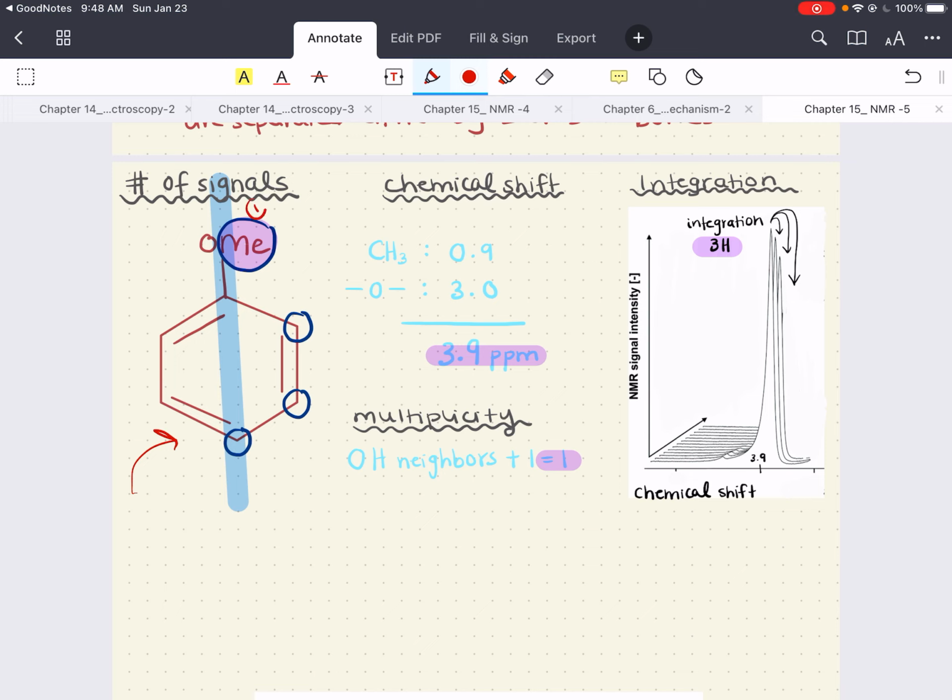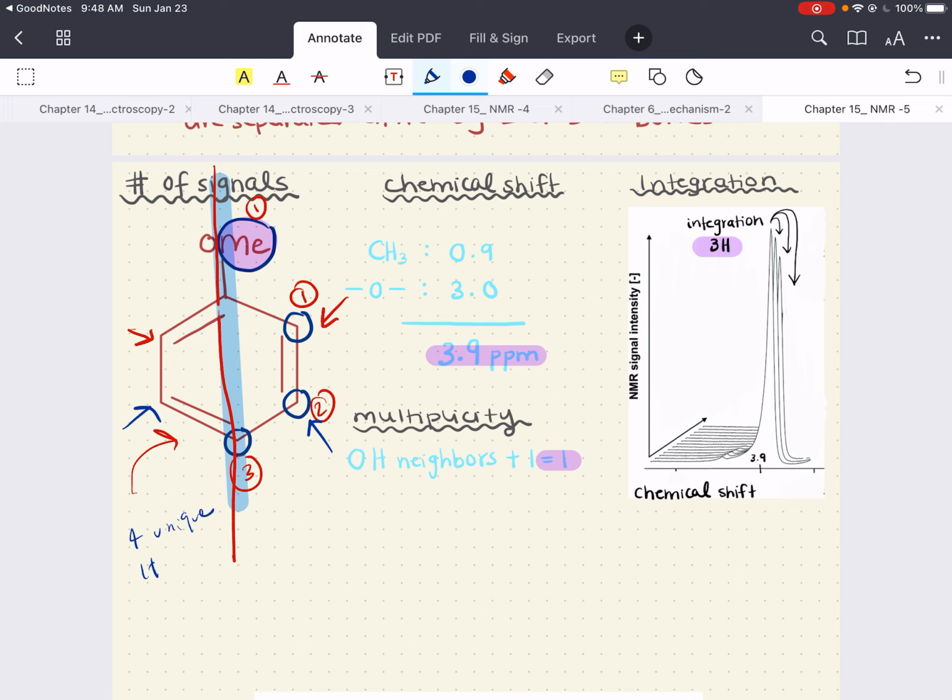We get 1 signal from the methyl group, 1 from this hydrogen, this one, and this one. It has symmetry right through it. So this site is equivalent to this, and this site is equivalent to this. So we don't want to double count here. This molecule has 4 unique hydrogen signals that are going to show up.